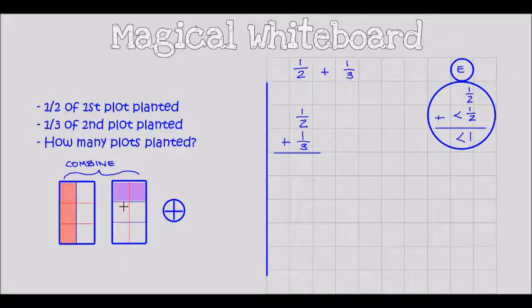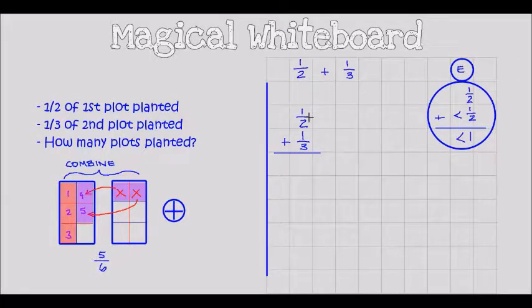This is 2 out of 6 parts, so this is 1/3, but it's also 2/6. This is 3 out of 6 parts, so it's 1/2, but it's also 3/6. Well, now it's easy to bring these 2/6 over and combine them with these 3/6. And when I do, I can quickly see that 1, 2, 3, 4, 5 out of 6 parts of this garden are now filled, so my answer is 5/6.